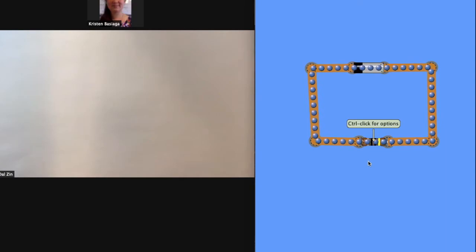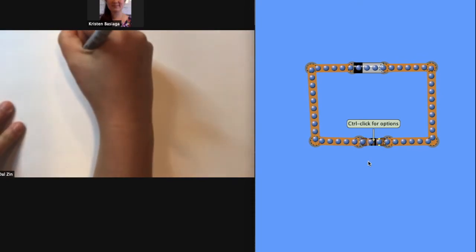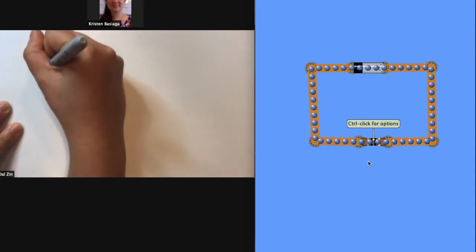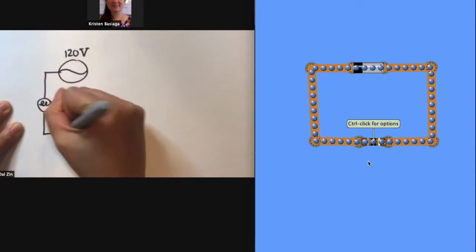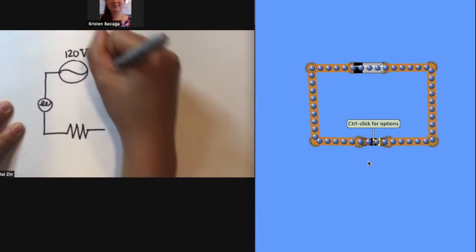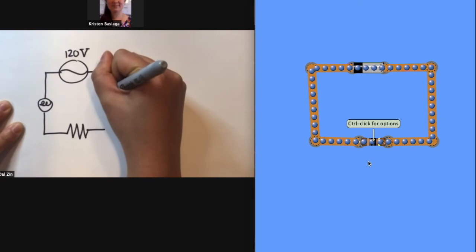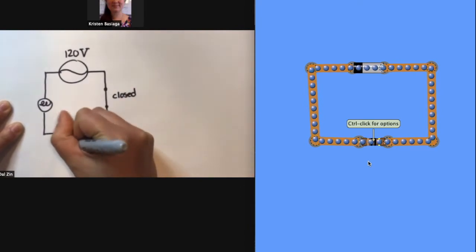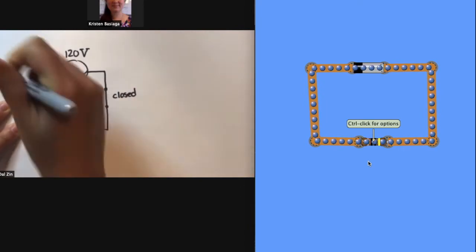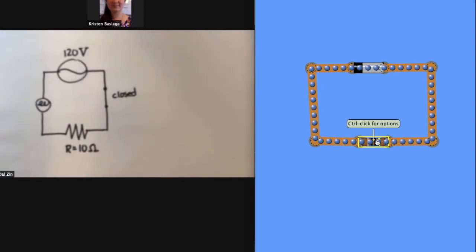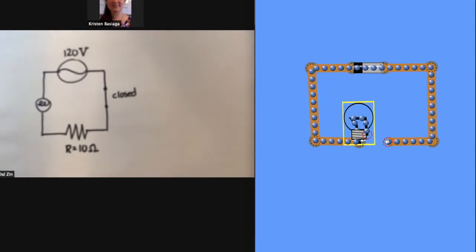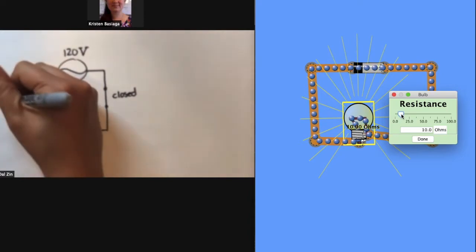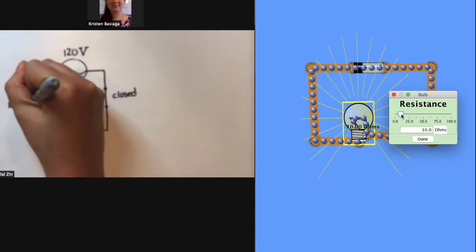Let's draw a circuit that shows an outlet. So, a 120 volt outlet connected to a light bulb and a phone charger. Let's have it connected to a closed switch. If you know the resistance, put it in. Even the resistance of the light bulb. In the case of the PhET simulation, light bulbs have a known resistance. If you click on them, this is also a resistance of 10 ohms.